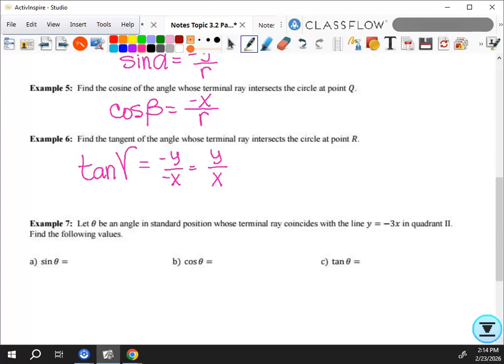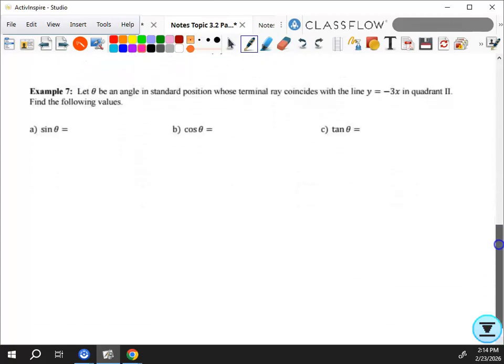Awesome. All right, so this here says, let theta be an angle in standard position whose terminal ray coincides with this line in quadrant 2. Find the following values. Well, just by what they gave us and me just looking at that, I can tell you one of those 3 values. Which one can you tell me and just know automatically? Tangent. Why? Because it is the slope. Very good. Tangent is the slope, so tangent of theta is -3. Okay, it's the slope of that line. And I'm in quadrant 2, and that makes a difference.